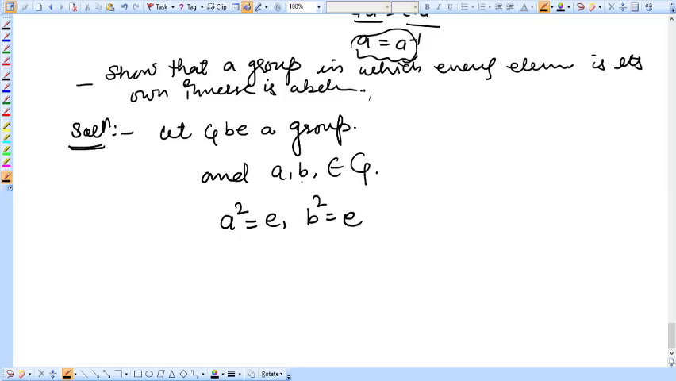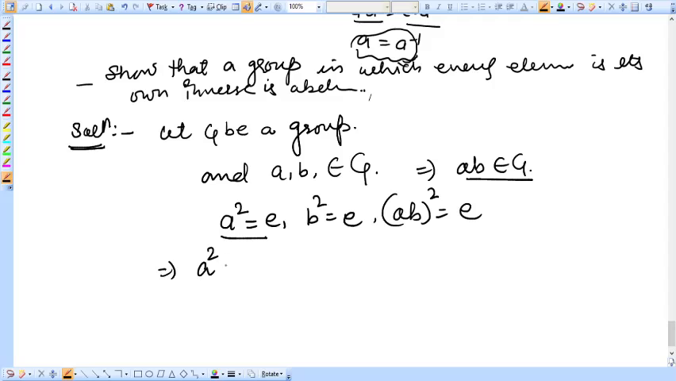Also you see, if A and B belongs to G, then AB also belongs to G. Okay, and we know order of every element in this group is 2, therefore AB square is also equal to E. Okay, from here if you multiply by this, implies A square into A inverse is equal to E times A inverse. Okay, this implies A is equal to A inverse.